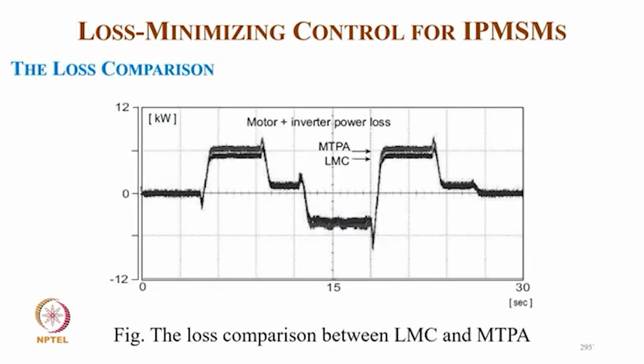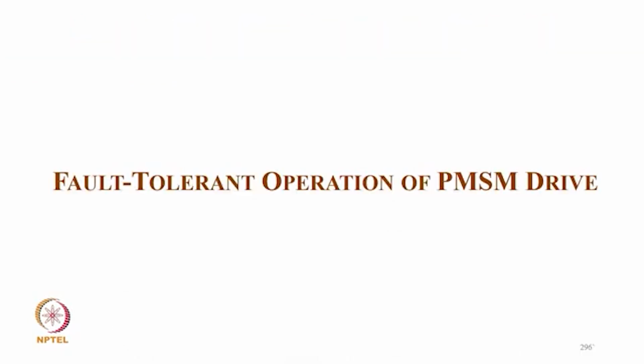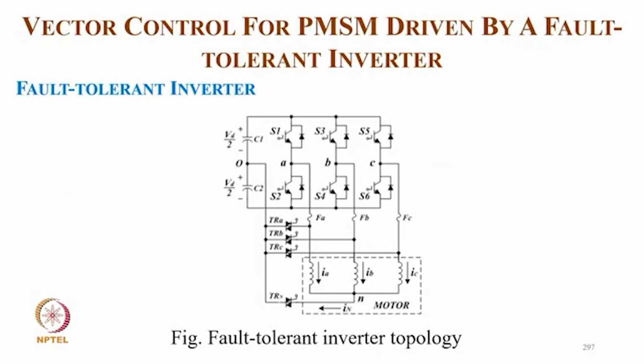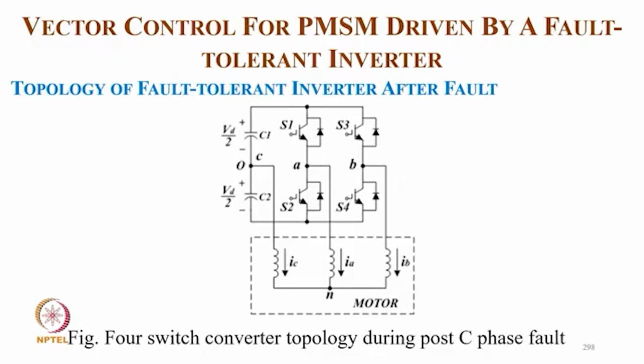And this is the loss component between, typically, your power with different control like MTPA or your loss minimizing control. Now coming to fault tolerant operation of the PMSM drive. Fault tolerant control drive, here we have a typically three-phase motor with, of course, the four-track control, and this is typically a four-switch converter topology during the post 3-phase fault.